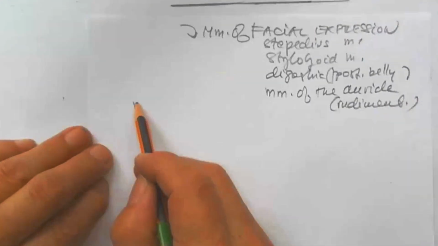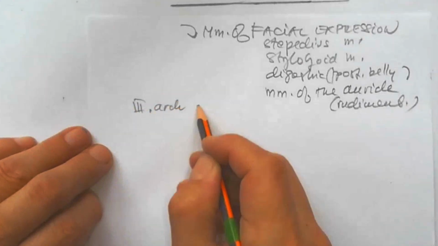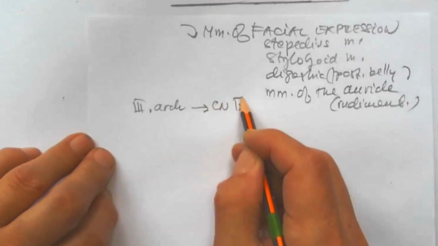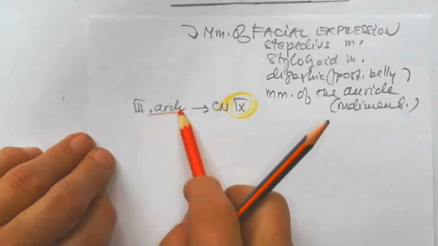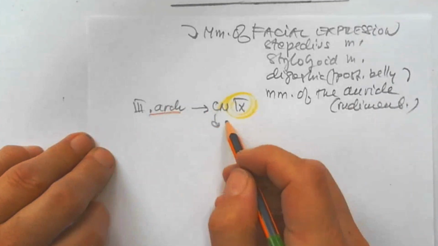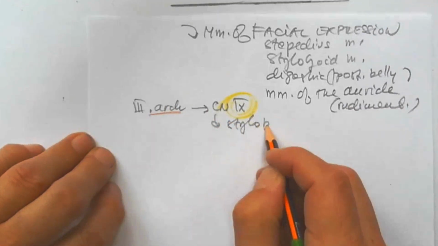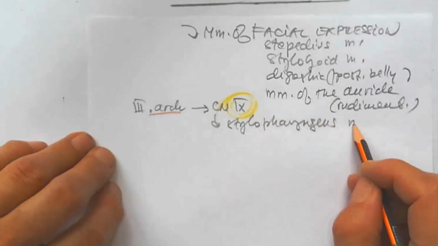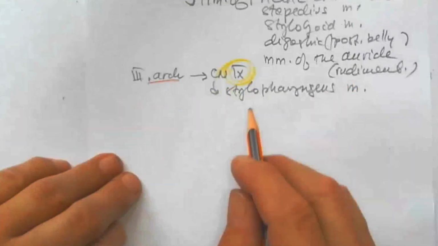Correct. Arch number 3 doesn't have a specific name, connected with cranial nerve number 9, always number 9. This arch has practically, concerning muscles, only one muscle, and this is the stylopharyngeus. As the name says, it elevates the pharynx, attached to the styloid process.